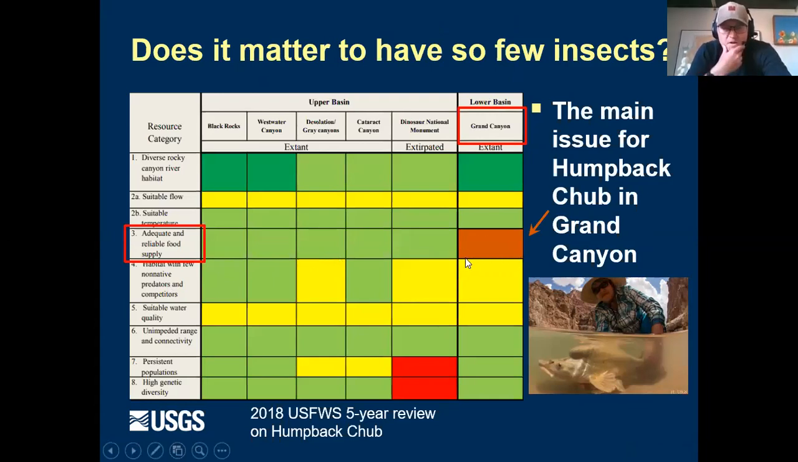from there. And so, like in a recent 5-year review on the status of humpback chub, the Fish and Wildlife Service identified the lack of an adequate and reliable food supply as the single greatest threat to humpback chub in Grand Canyon. They ranked it higher than threats of non-native predators. So some people think it does matter to have very few insects like we have.